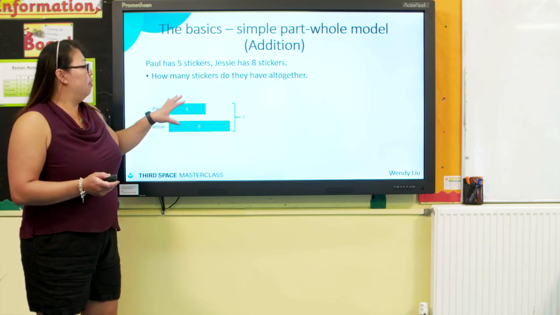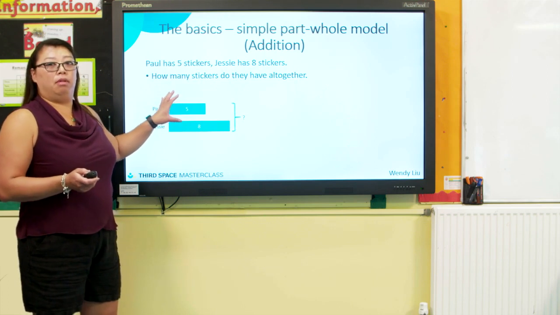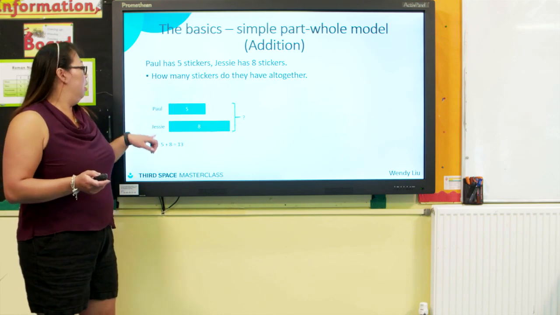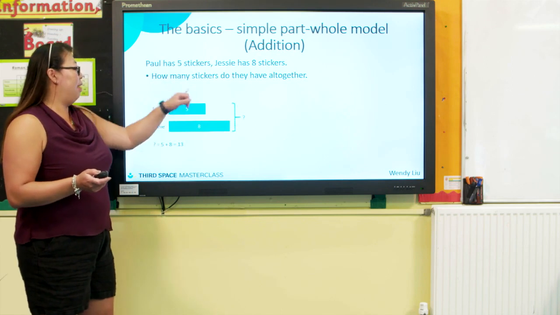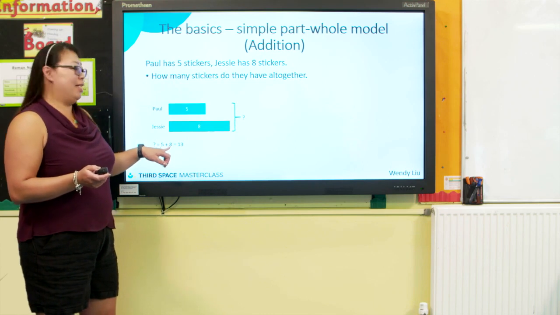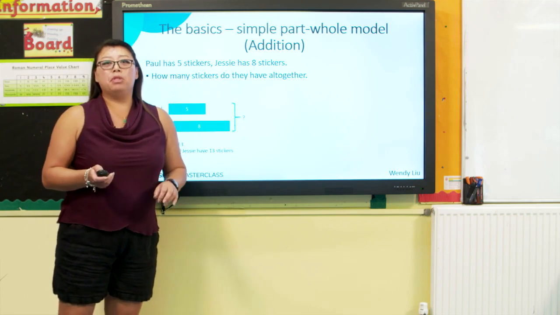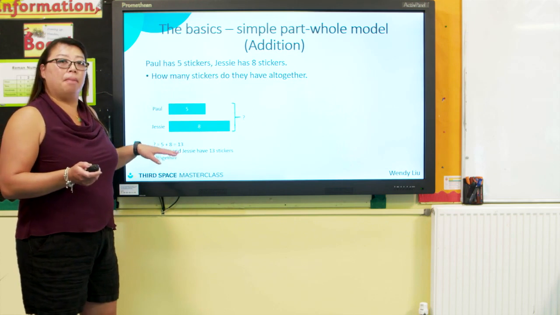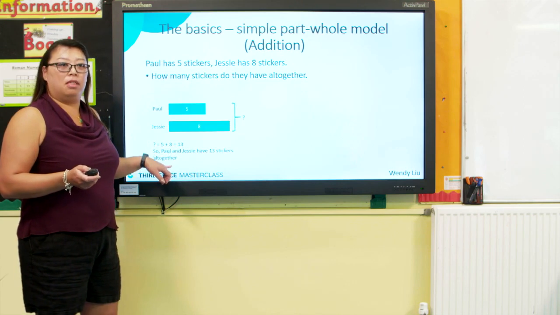With the part-whole model, you could have two separate bars like this. So this is one version, and I'll show you the second version in a moment. So how many stickers do they have? The question mark is how many stickers they have altogether. Paul has 5 stickers. Jessie has 8 stickers, so altogether they have 13 stickers. Now, one of the most important elements of bar modelling is that not only do you label up your bars, but at the end, the result, the answer, is always given as a full answer.